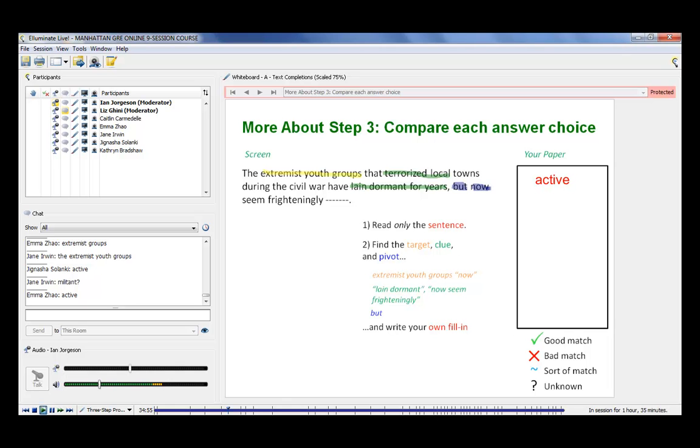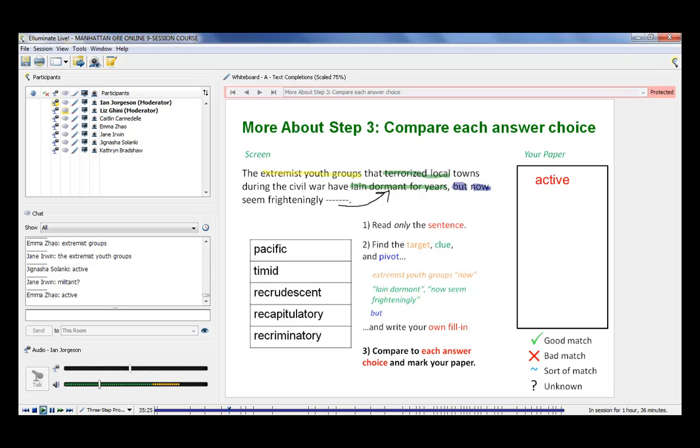I like active a lot, because it goes directly counter to the word dormant. I've got a couple of different things highlighted here as our clues, but really the core clue here is they were dormant, now they are the opposite of dormant. We're looking for the opposite of dormant. Okay, and of course, compare each answer to our own filler, and we're going to mark our paper.